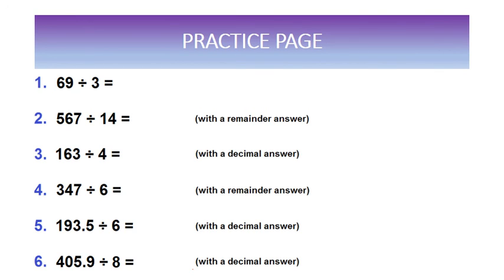So the answer to number 1 is 23. Number 2, 40 remainder 7. Number 3 is 40.75. Number 4, 57 remainder 5. Number 5, 32.25. And number 6, 81.18.